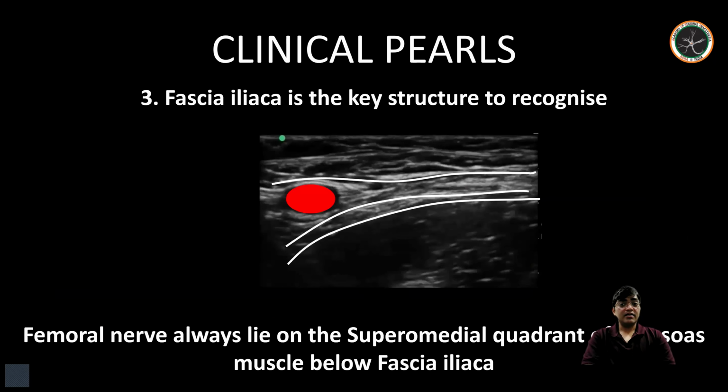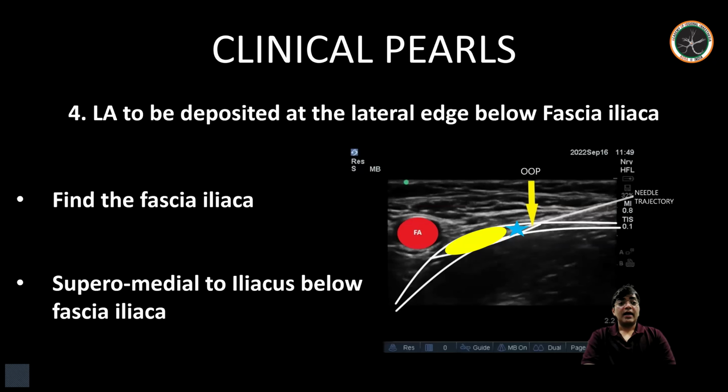Again, fascia iliaca is the key structure to recognize the femoral nerve. The femoral nerve always lies below the fascia iliaca in the superomedial quadrant of the iliopsoas muscle. So you need to identify the fascia iliaca to identify the femoral nerve. And the drug should be deposited on the lateral edge below the fascia iliaca, and appreciate the pop of the fascia iliaca and see your drug spread in real time using ultrasound.